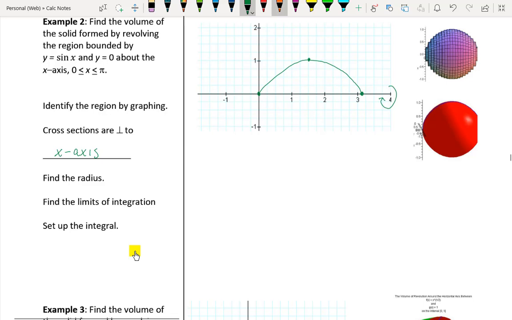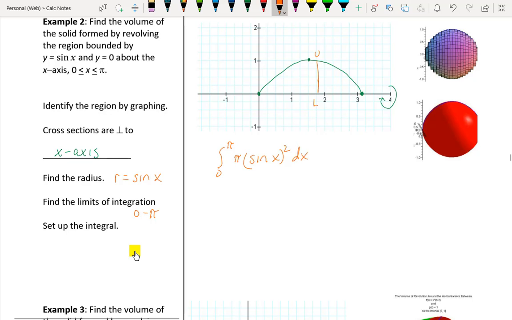The radius, again, is the upper minus the lower. Okay, so upper and lower. Since my lower is 0, the radius is simply the upper function. So my radius is sine x. Our limits of integration are 0 to pi. So we're going to take the integral from 0 to pi of pi times sine of x squared dx. Remember, I forgot the squared on the first one.